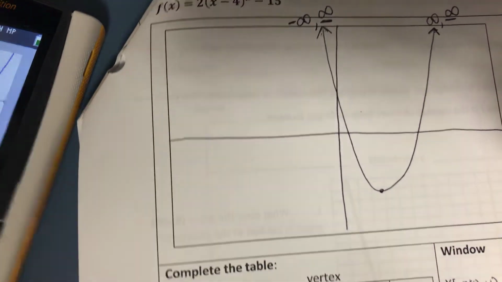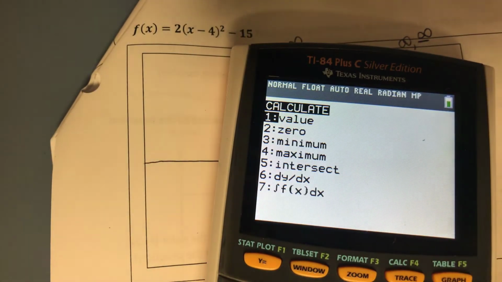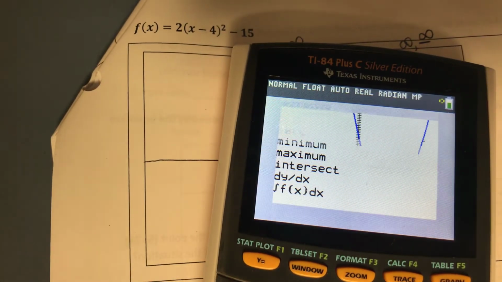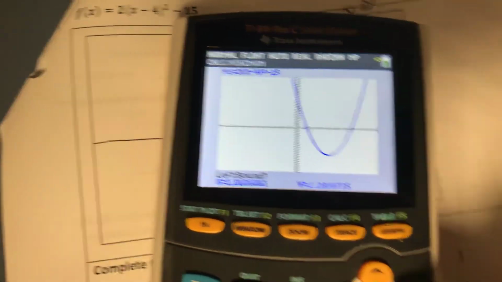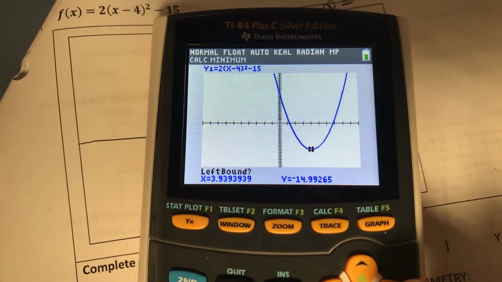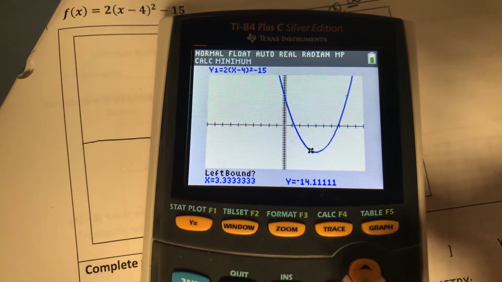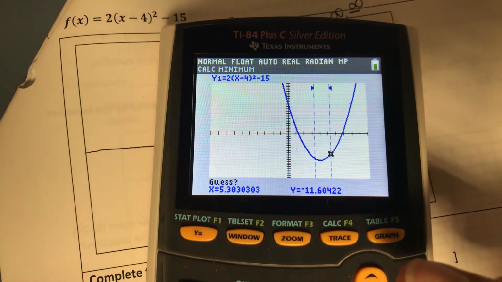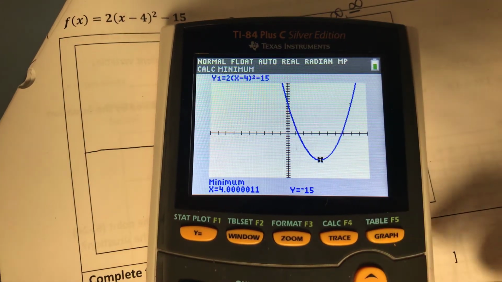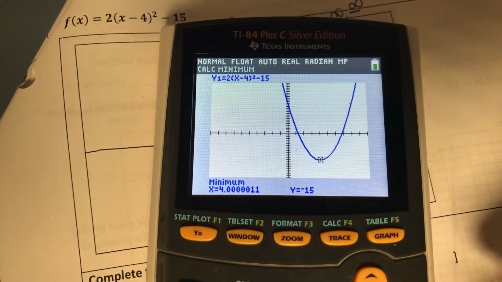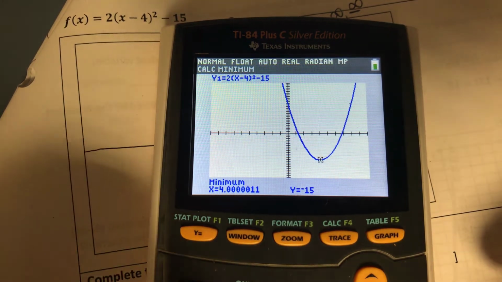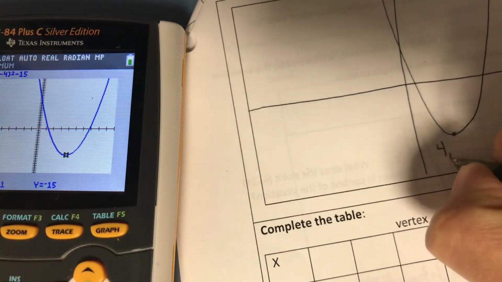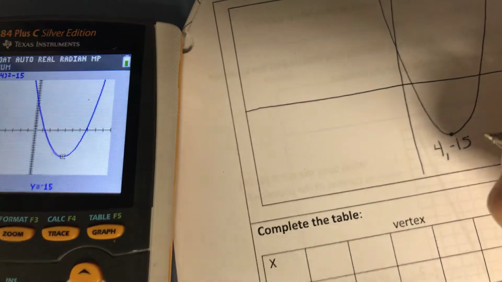Let's start with the vertex down here. So again, I need to go to second trace. That is a minimum, so I'm going to choose option 3. I'm going to move my cursor to where I think it starts. I'm going to then move left, hit enter. Then I'm going to move to the right of it, and hit enter. And then enter for guess. And this time, let's round to the nearest tenths on this worksheet. So 4 and negative 15. Now, if your answer pops up different, if we round, we should still be okay.